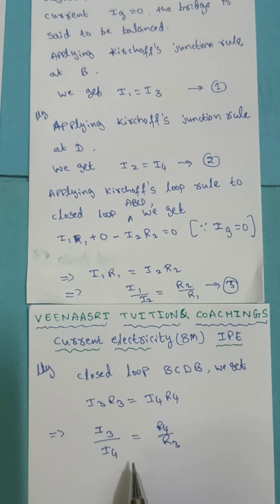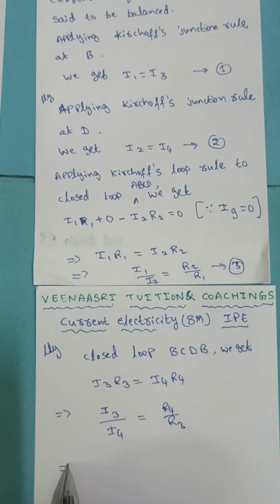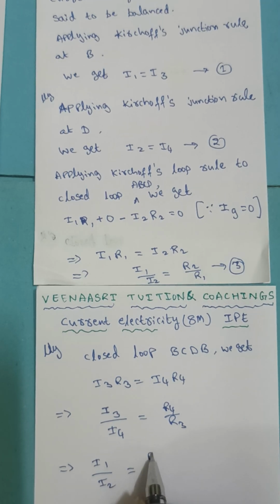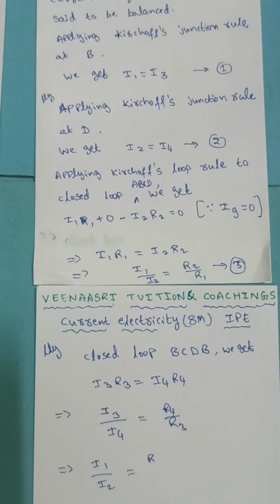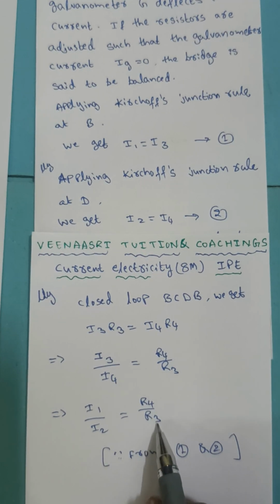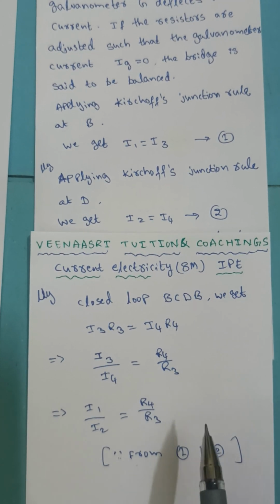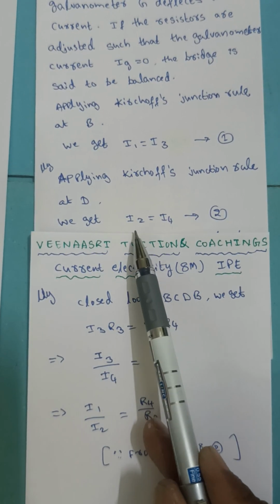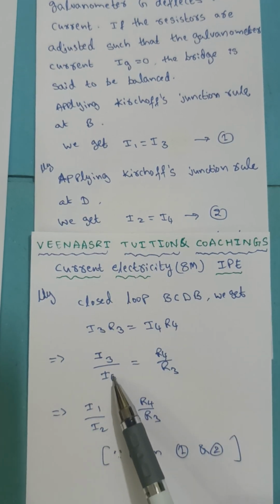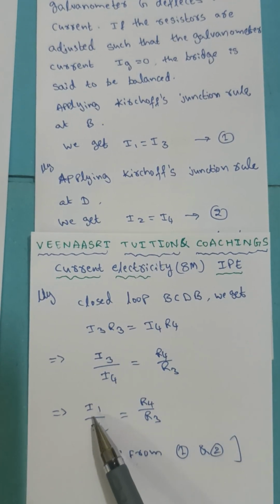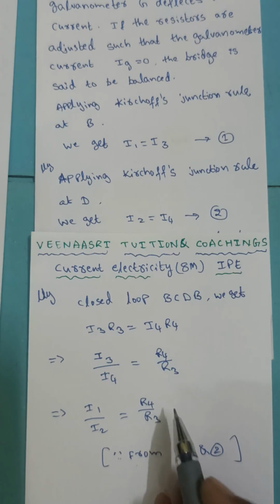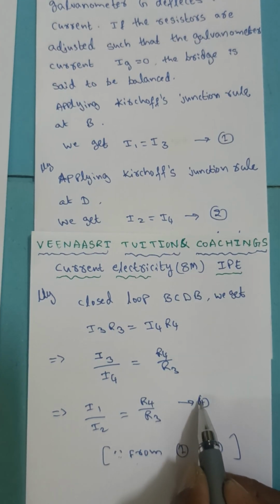Substituting from the first and second equations, it implies I1 by I2 is equal to R4 by R3. So instead of I3 you substitute I1, instead of I4 you substitute I2, so that I4 is equal to I2, I3 is equal to I1. We get I1 by I2 is equal to R4 by R3. You take it as the fourth equation.